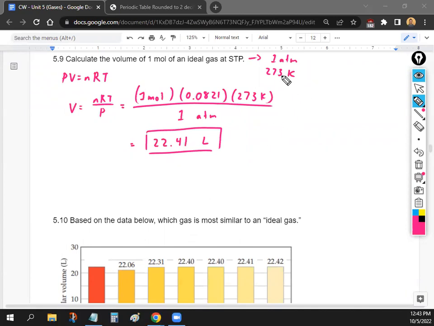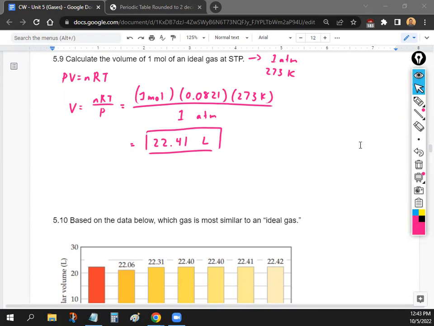If you guys are wondering why I did 273 instead of the 273.15, usually in your calculations, it won't make a big difference. So when you guys bring the problems, if you just want to do 273, that's totally fine as well. Okay. All right. Any questions?